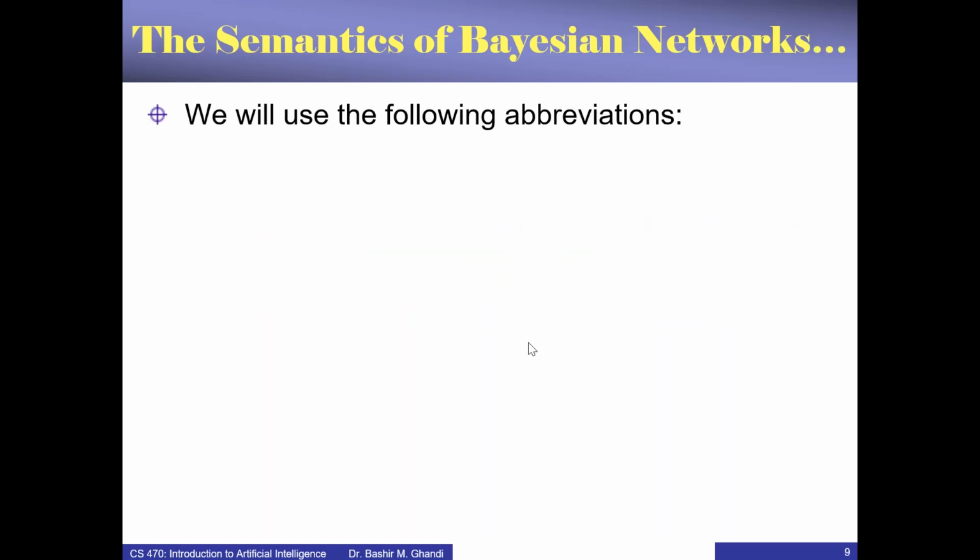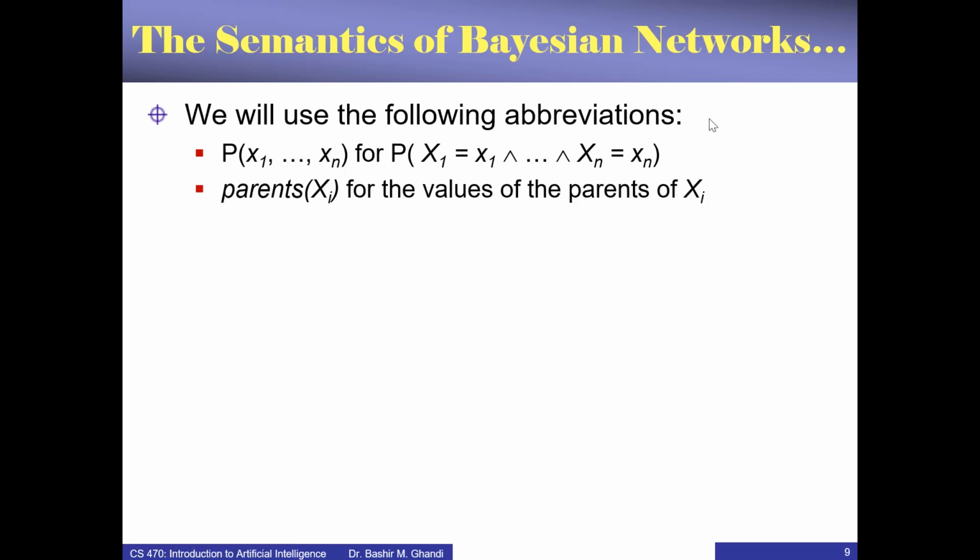Now, we will use the following abbreviation as we try to define the meaning, or the semantics, of a Bayesian network. We shall use P of x1, x2, and so on until xn to mean the probability of the random variable x1 being assigned the value small x1, and x2 being assigned the value small x2, and so on. So this is how we should interpret this notation. We shall also abbreviate parents of a node xi as this. So parents of xi means the values of the parents of xi.